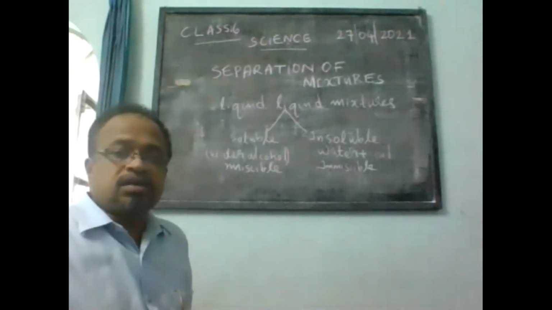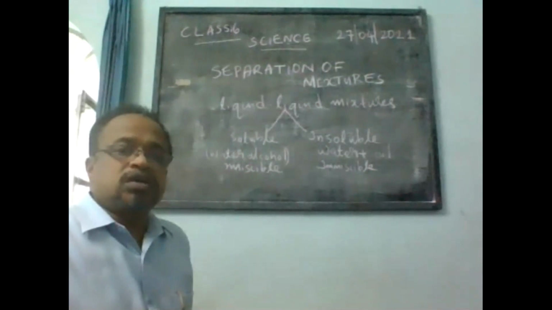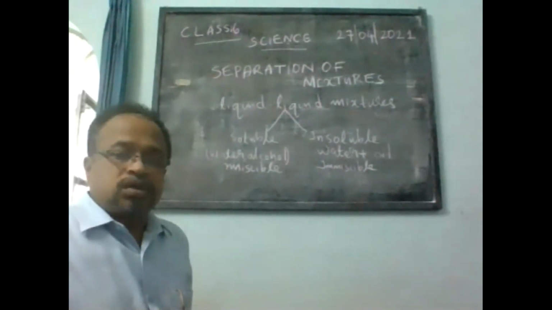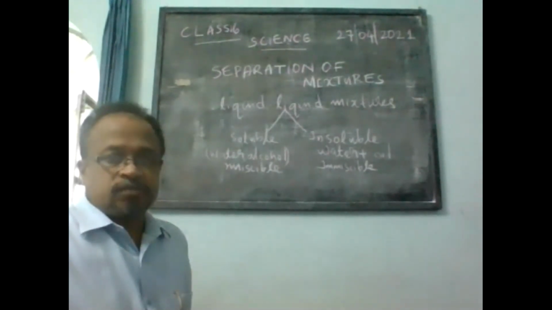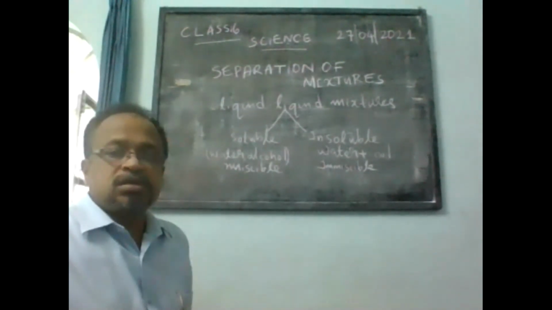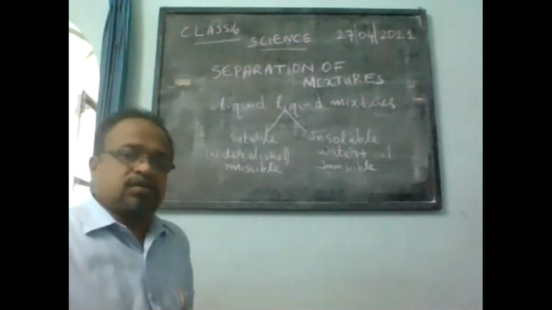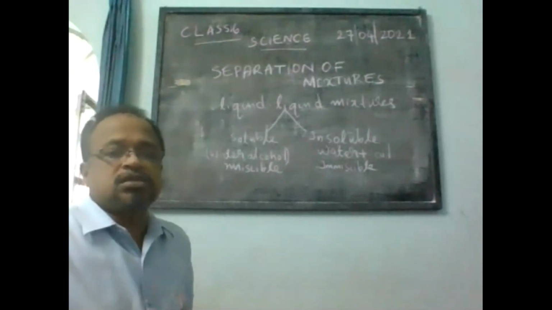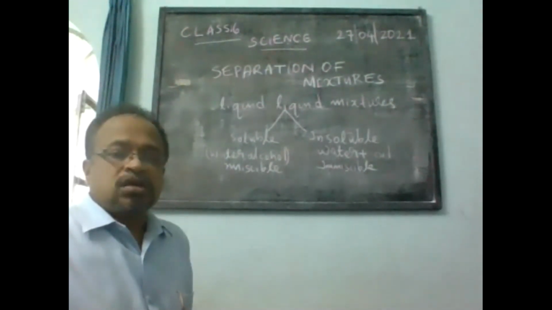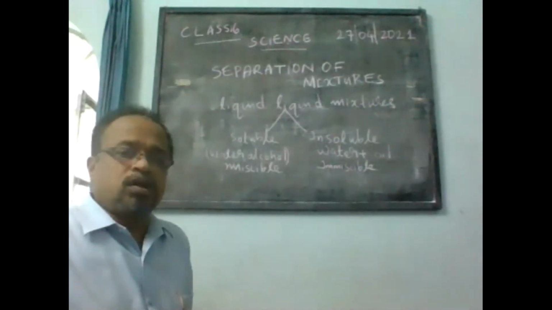Then how to separate these soluble liquids? That is what today we are going to discuss. Now, soluble liquids, you see, different liquids have different boiling points. What is boiling point? The temperature at which a liquid starts boiling, vaporizing. For example, water vaporizes at 100 degrees Celsius. That is the boiling point of water. So we take this property of boiling point into consideration for the separation of two soluble liquids.